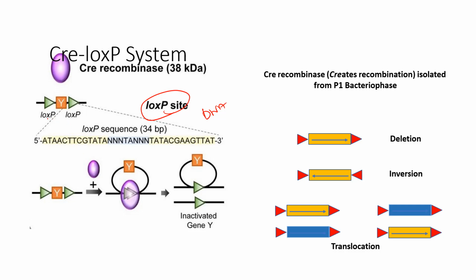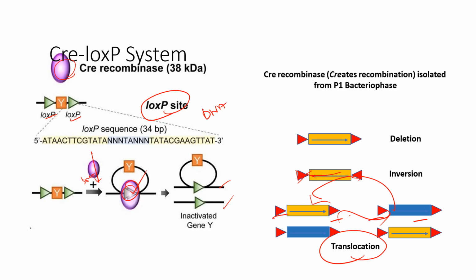So wherever this kind of lox system is there, the Cre recombinase enzyme, which is around 38 kilodalton, will come and bind. Then it will remove the gene of interest, so finally the inactivated gene will be there. But if you want to invert the region, if the lox sites are in the opposite direction, then you can invert the protein. Or if the lox sites are in this kind of system, then you can do the translocation. So this will come here and then this will come here. These are the different systems that we can do using the Cre-LoxP system.